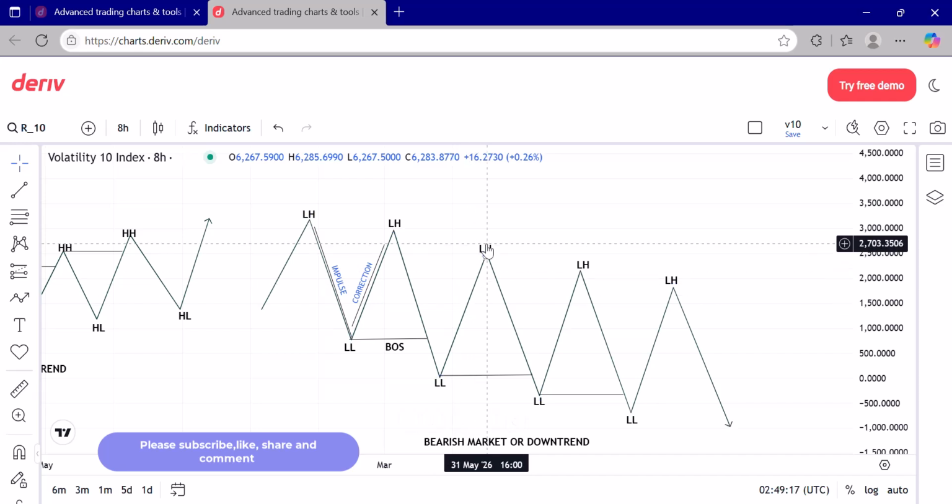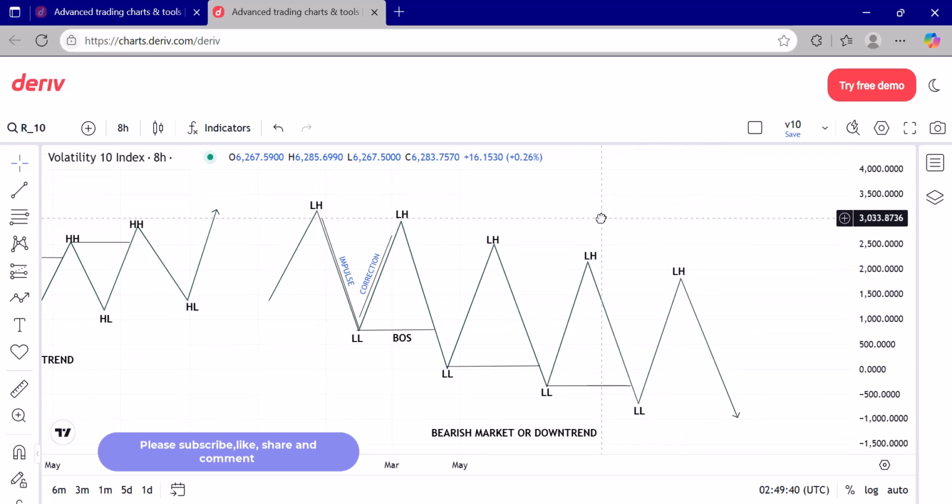We have a lower high. For us to have another lower low, there has to be a break of structure. So there was a break of structure to the downside, and we have a lower low. It now moves up. We have a lower high. For us to have another low, there was a break of structure. This structure was broken, so we have a new low, and so on and so forth.